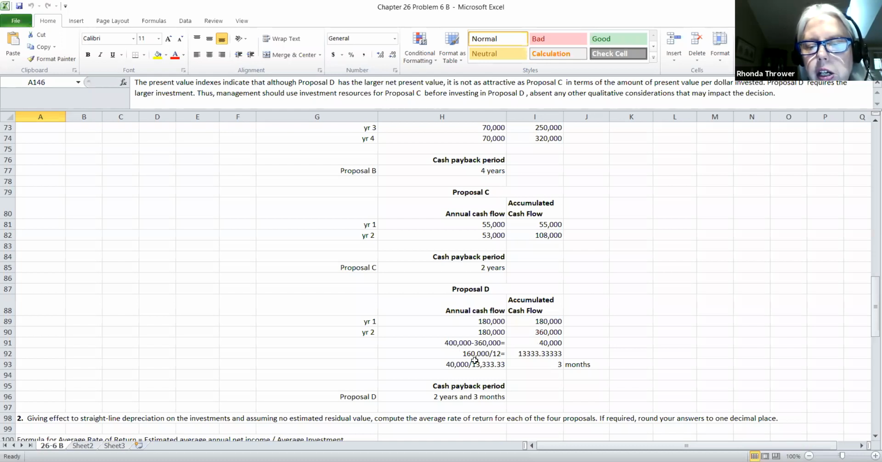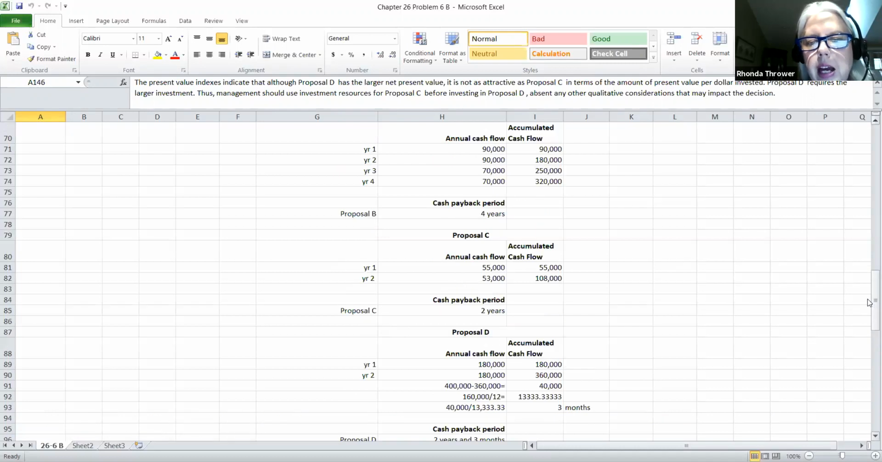In the next year, the cash flow was estimated to be $160,000. We divide it by 12 to get the monthly amount that we will be recovering. Once we know the monthly amount that we're recovering, we're going to divide that into the $40,000 that we have left to recover, and that will give us 3 months. So this investment is going to take us 2 years and 3 months to recover the cost of this investment. So that's the cash payback method.